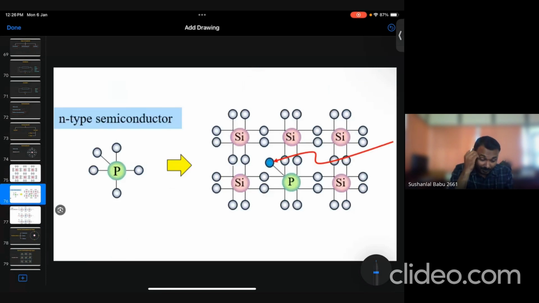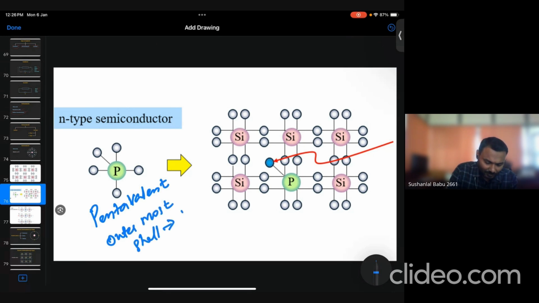But p type or n type, first we will discuss n type. N type means the majority charge carriers will be electrons. Okay, so this is pentavalent. Pentavalent means what? Pentavalent means the outermost shell has 5 electrons. So that 5. So phosphorus 1, 2, 3, 4. This is the extra. So if you dope with a pentavalent, one electron will be in excess. This excess electron will act as the charge carrier.